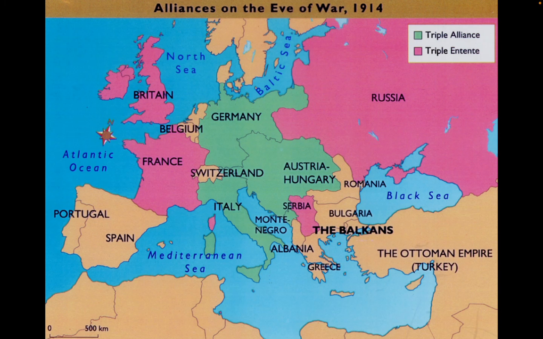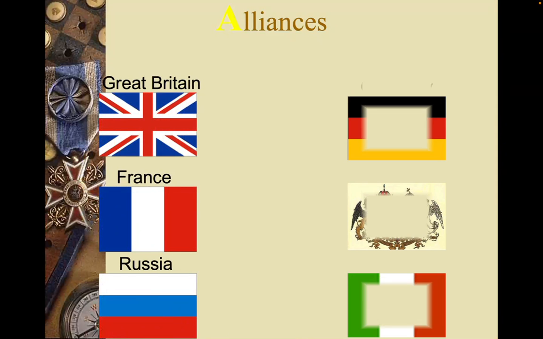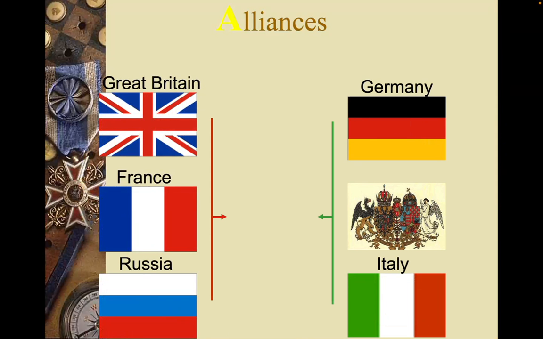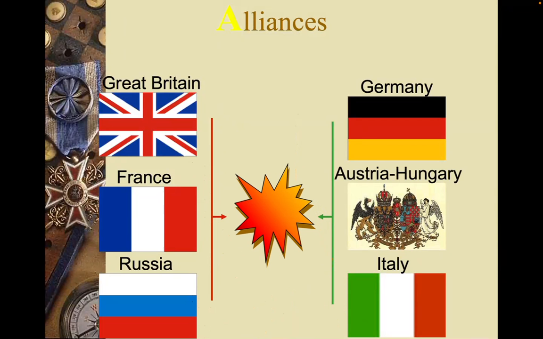So when we look at a map, we have the two main alliances, the Triple Alliance, represented in green, and the Triple Entente, represented in pink. When we look a little bit further, we essentially have the six strong nations in Europe divided into two armed camps. This would very easily lead to a war. And remember, each of these six nations had a very technologically advanced, well trained, and large military that they were willing to use to solve problems.